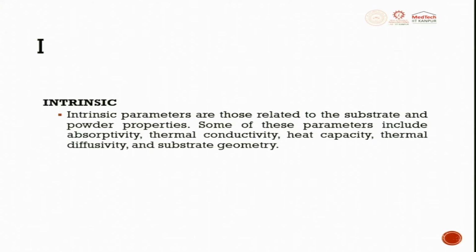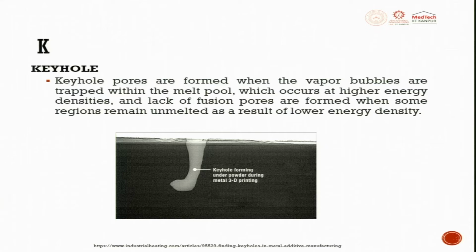Intrinsic properties. For any given material there are extrinsic properties and intrinsic properties. Intrinsic parameters are those related to the substrate and powder properties. Some of the parameters include absorptivity, thermal conductivity, heat capacitance, thermal diffusivity and substrate geometry.